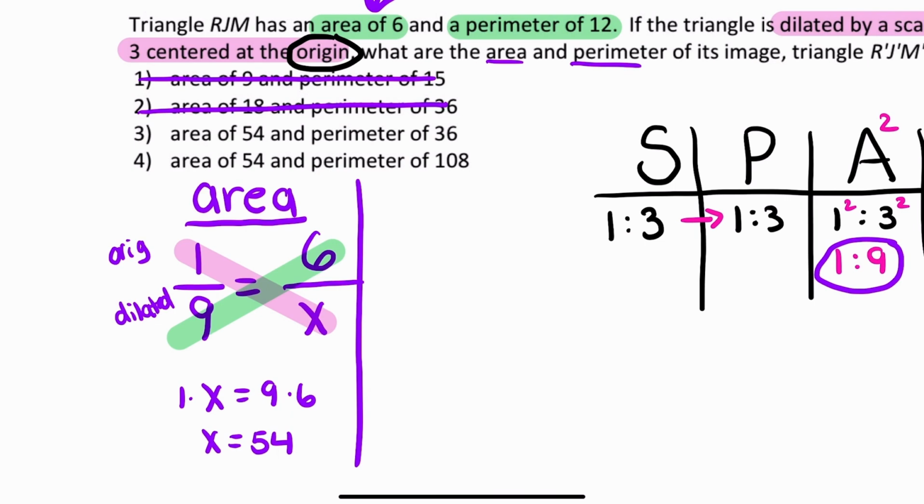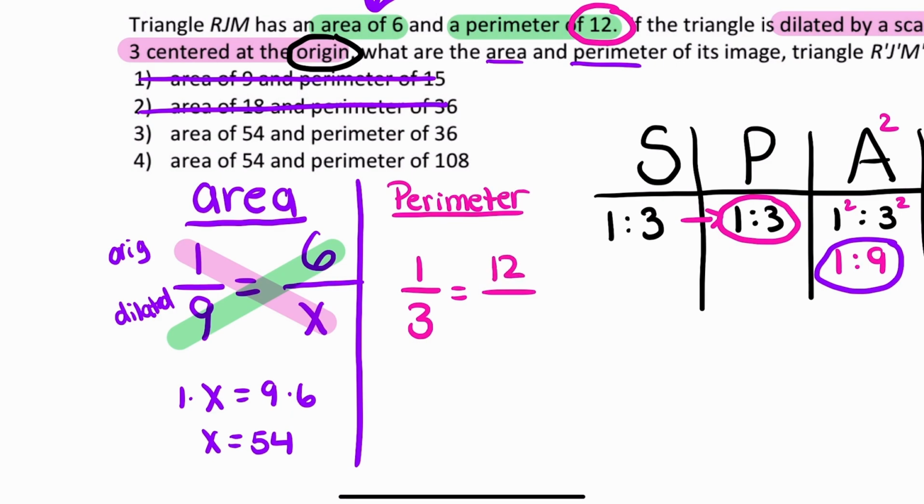So when we're talking about perimeter, we're going to use this 1 to 3 ratio and we are going to set it up the same. So for perimeter, we are going to say that it's in a ratio of 1 to 3. And remember, they gave us the original triangle had 12, so that's going to go up top. Now let's do our cross multiplication. So 1 times x is 1 times x, and 12 times 3 is 36. So x is equal to 36. So that means our answer is 3.